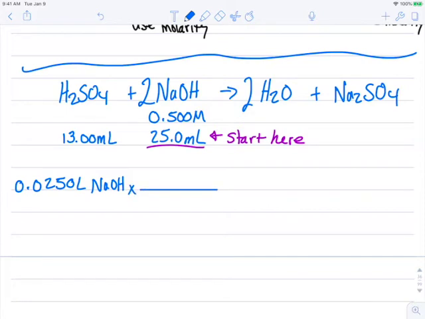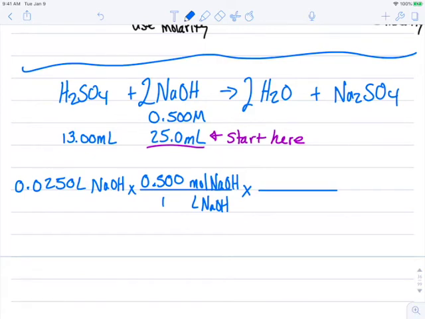All right, if you had to guess, what do you think our next step is? Molarity, yes. How would you plug the molarity in? Liters on the bottom. And what goes on the top? Moles. All right, how many moles on the top? 0.500. All right, any questions on how we put that molarity in there?